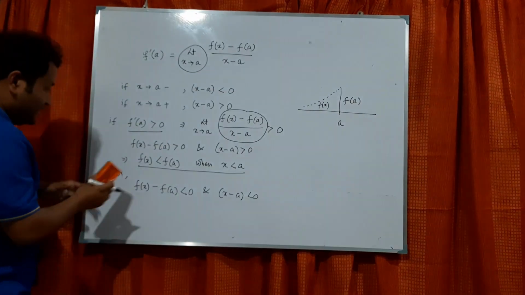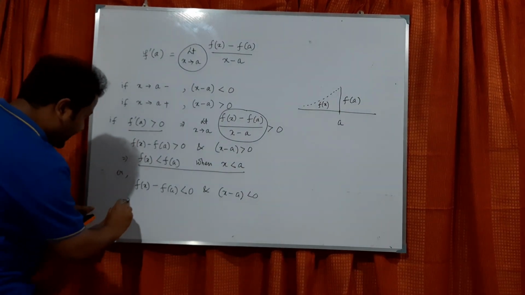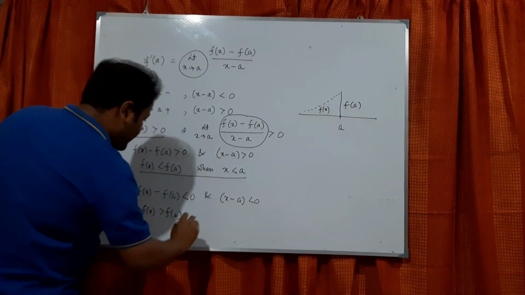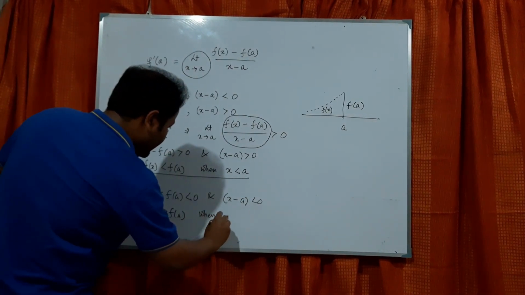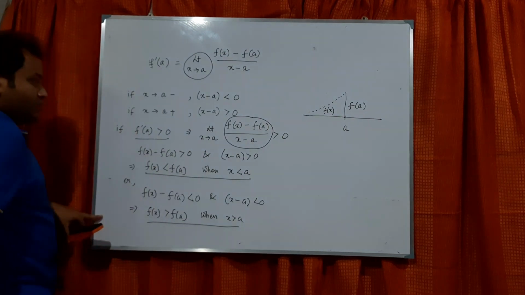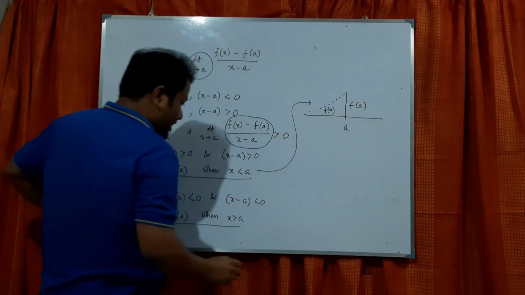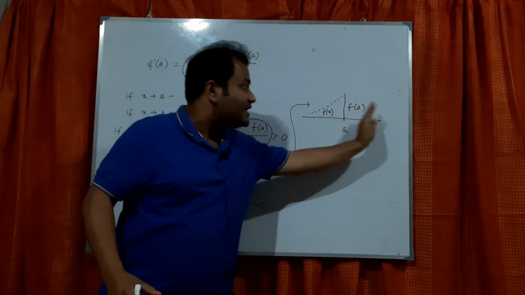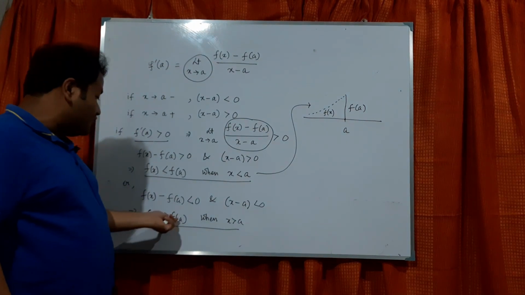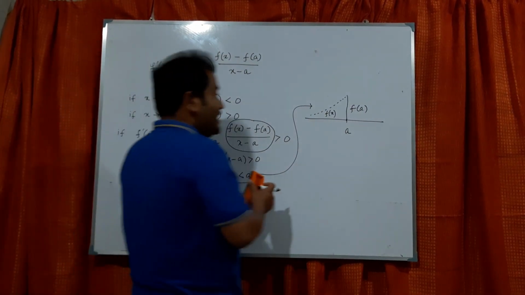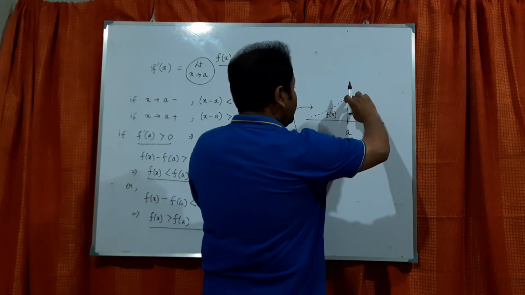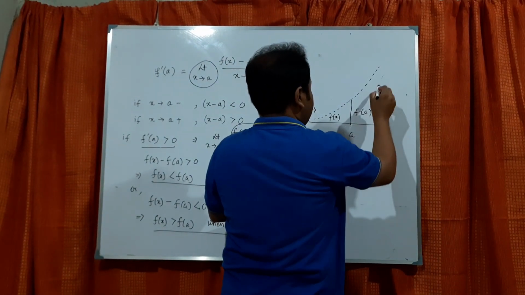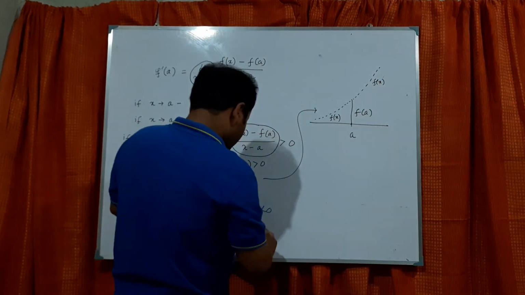Understand? Then by the same logic, the second condition is f(x) greater than f of a when x is greater than a. So this is the first condition, and now I am drawing the second condition, that is when x is more than a, on the right-hand side of a, then the f(x) value will be more than f of a. So when I cross a, then f(x) will be more than this value. So that may be this one.